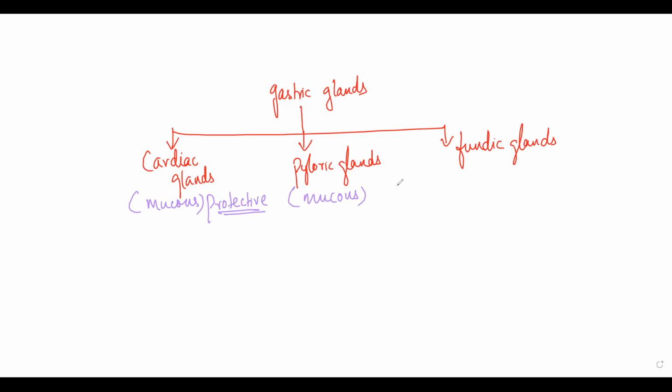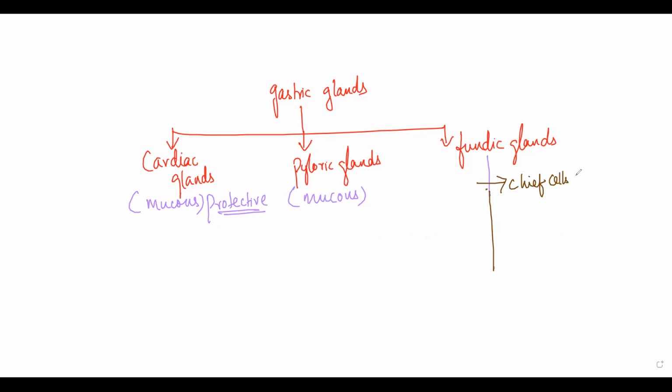Next, we will see that the fundic glands are comprised of different types of cells. What are those different types of cells? Let us watch these. These are the different sorts of cells present. Let me give you the details. The first thing you can see present here in the fundic glands are the chief cells.